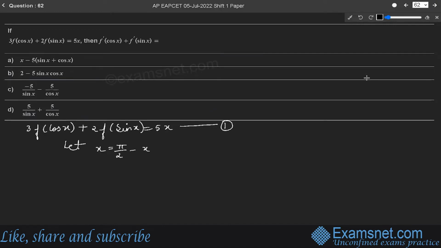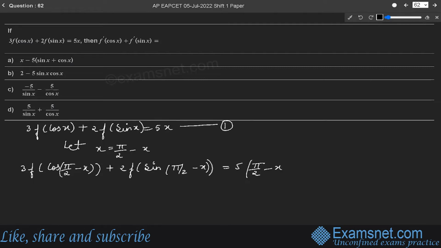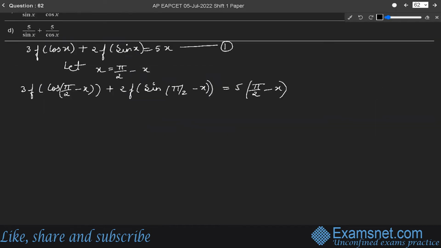So if x is equal to π/2 - x, the equation becomes 3f(cos(π/2 - x)) + 2f(sin(π/2 - x)) is equal to 5(π/2 - x). We know that cos(π/2 - θ) is sin θ and sin(π/2 - θ) is cos θ. So it will be 3f(sin x) + 2f(cos x) is equal to 5 into (π/2 - x). Let this be equation number 2. Now we have two equations.